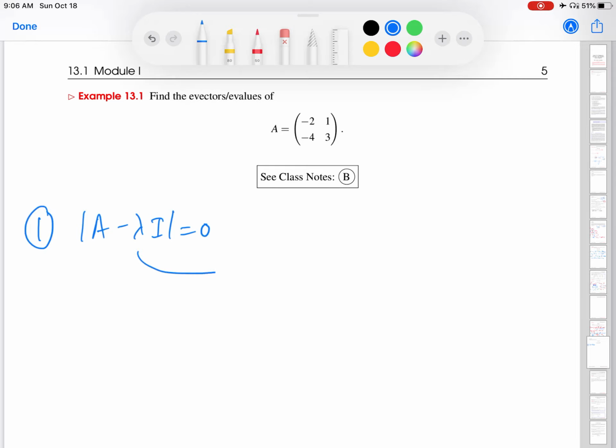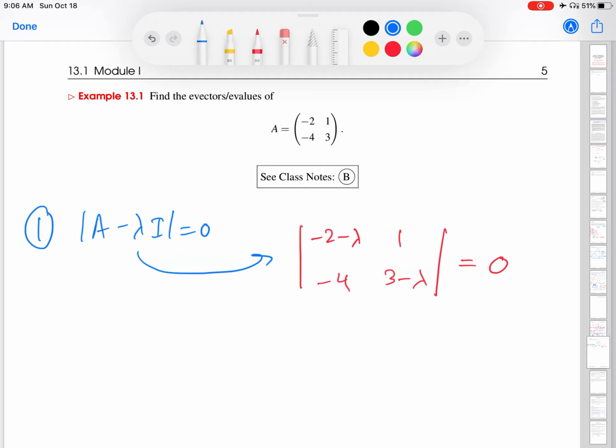All right, so let's talk about what this determinant of A minus lambda I is. Like we said in the previous video, you take the matrix A and you subtract lambda from the diagonals. So the first entry of this A minus lambda I is going to be -2 minus lambda. And then the other diagonal of the matrix A, so 3 minus lambda. I don't change the rest of the entries, so I keep the 1 and the -4. This is our A minus lambda I matrix.